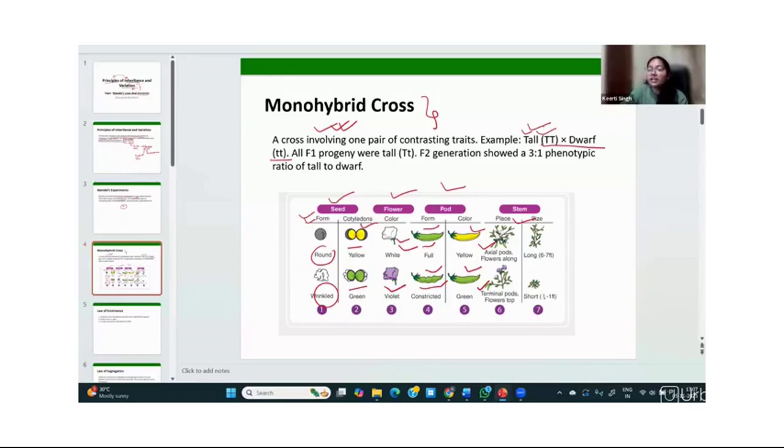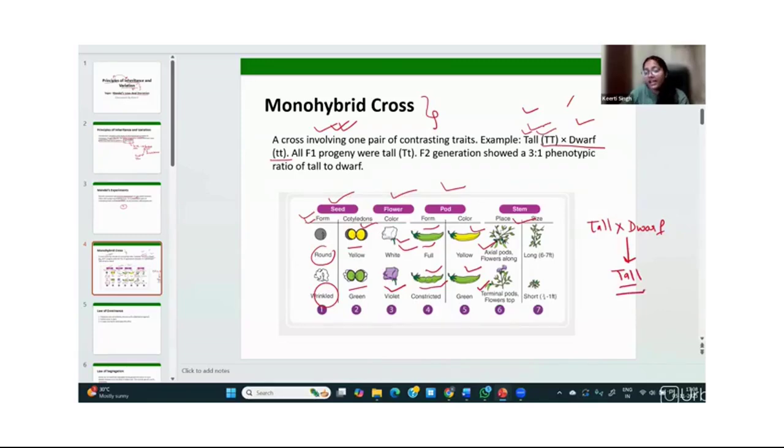So he took one tall plant and one dwarf plant, right? He made a cross, right? And what he saw in the first generation was that all the plants were tall. Sorry, my fault, right?